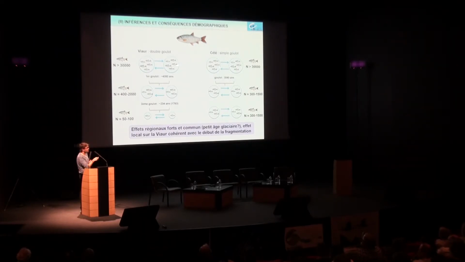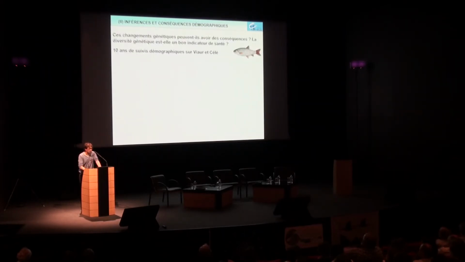The differences can be due to historical impacts, but mainly due to recent effects and the implementation of another bottleneck. The question of this reduction of genetic diversity: is it serious? Can it have an impact on fish, on their health and viability?